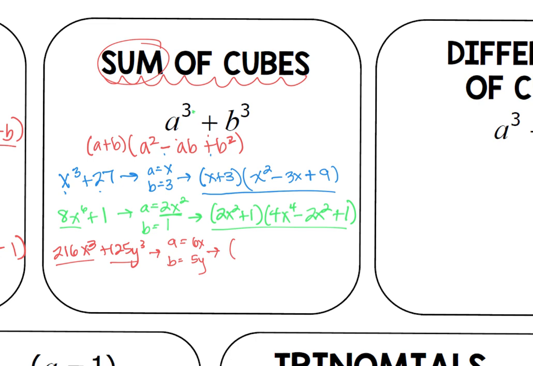So a plus b will be 6x plus 5y. A squared, again, 6x times its own self. 6x squared is 36x squared. Minus a times b, 6x times 5y is 30xy. And then plus sign, our b value squared is 5y times 5y, 25y squared. Okay, hopefully you can see that, but that one's done now.